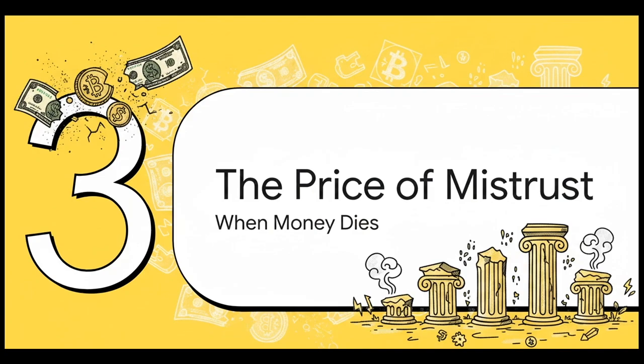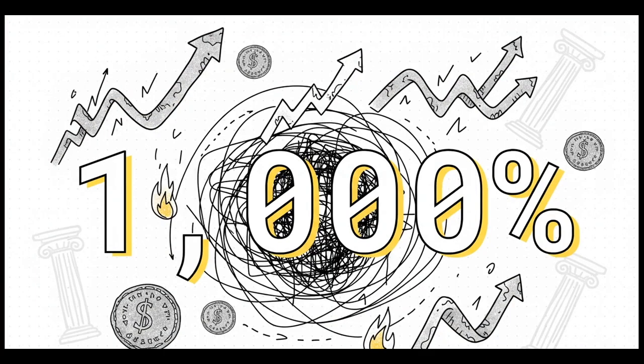So, what happens when that final pillar of institutional trust finally crumbles? What are the actual real-world consequences when people, both at home and around the world, realize their money is being systematically devalued? Well, the results are nothing short of catastrophic. Just take a look at this number.